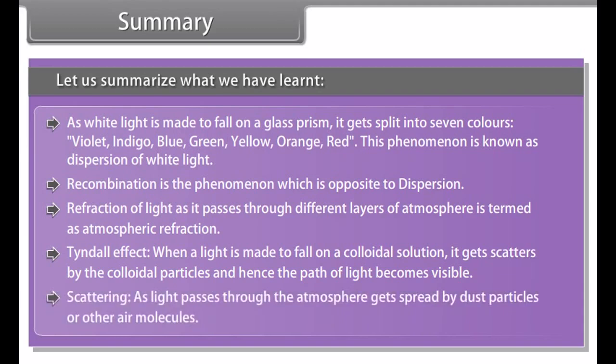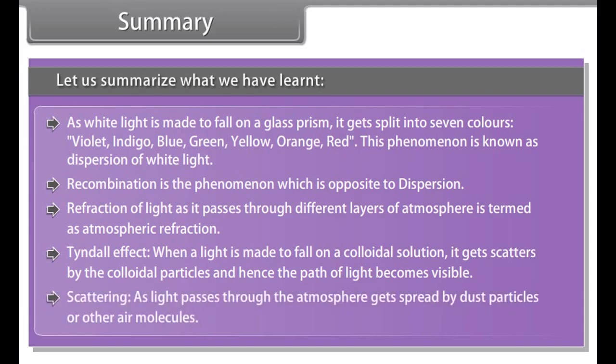A prism is a solid figure having two triangular bases and three rectangular surfaces. The angle between each surface is known as the angle of prism. As white light is made to fall on a glass prism, it gets split into 7 colors: violet, indigo, blue, green, yellow, orange, red. This phenomenon is known as dispersion of white light. Recombination is the phenomenon which is opposite to dispersion.